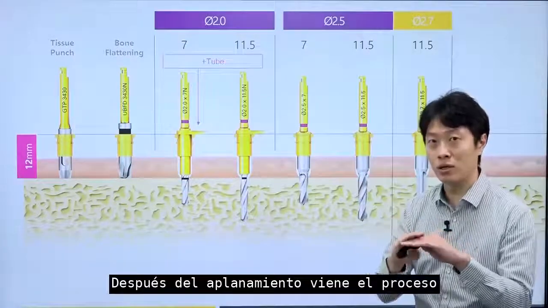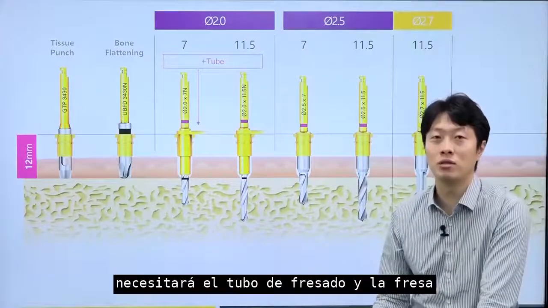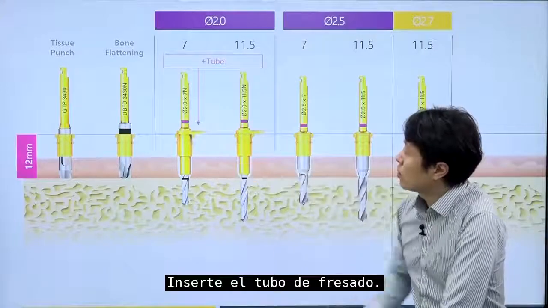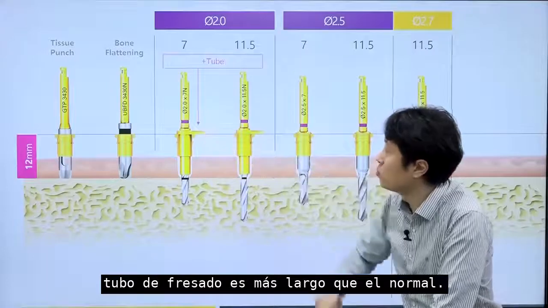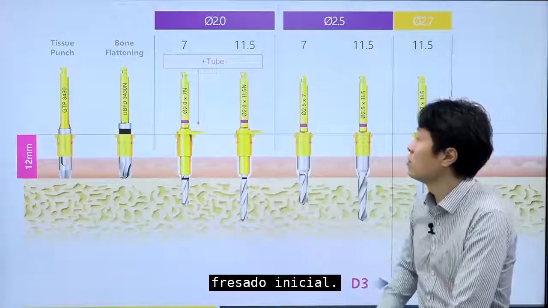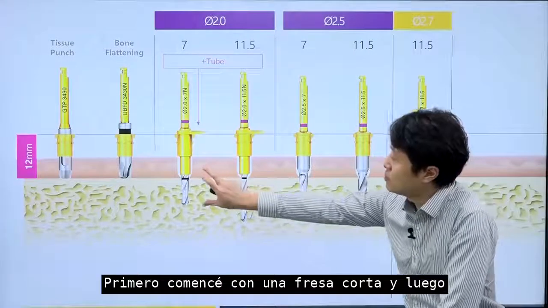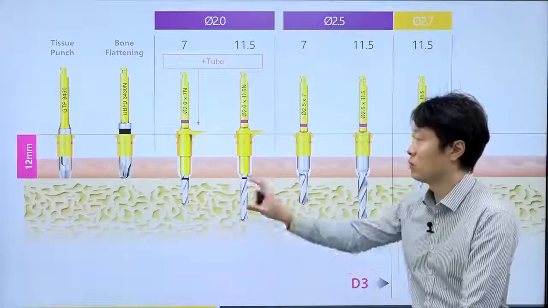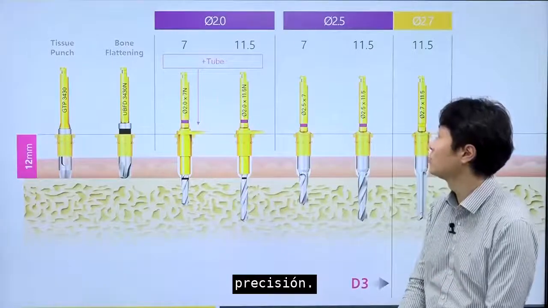After flattening comes the process of creating an accurate path. You will need the drill tube and initial drill. Insert the drill tube. As I said earlier, you can see that the drill tube is longer than the regular one. Proceed with the initial drill. As you can see here, I first started with a short drill and then moved on to use a long drill. You should understand this step is an effort to increase precision.